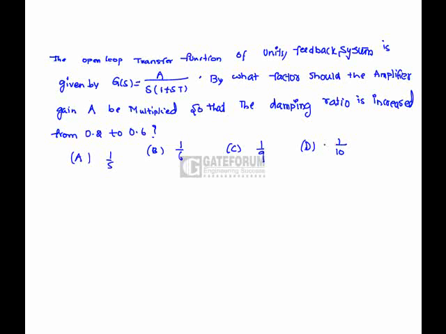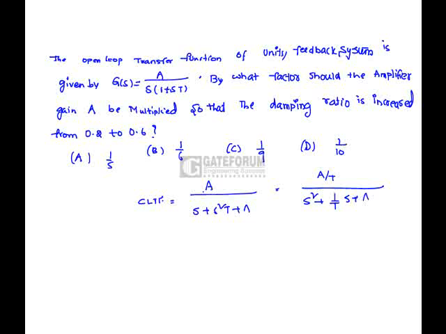Open loop transfer function of a unity feedback system is given by G of s, that is A over s into 1 plus sT. By what factor should the amplifier gain A be multiplied so that the damping ratio is increased from 0.2 to 0.6? Here the closed loop transfer function is equal to A by s plus s square T plus A. So if we take T as common, s square plus 1 by T s plus A by T.